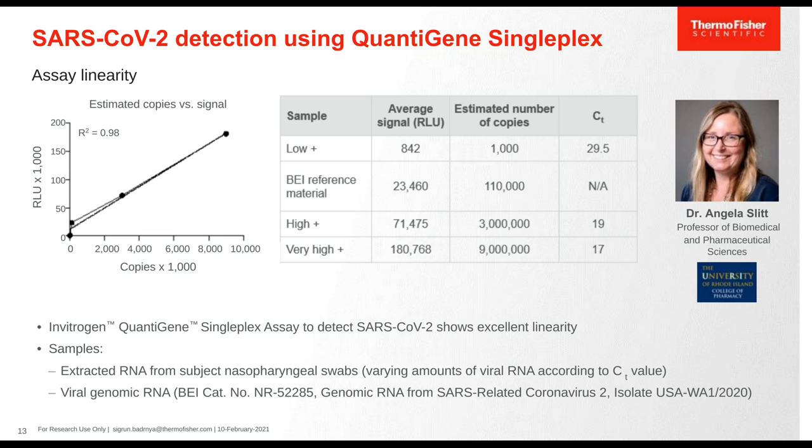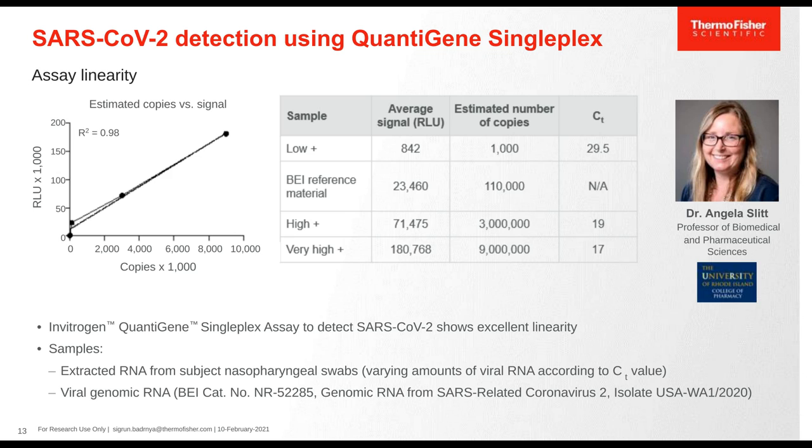In collaboration with Professor Angela Slitt from the University of Rhode Island, the performance of a QuantiGene Singleplex assay for detection of SARS-CoV-2 viral RNA was evaluated for research purposes. For this purpose, 3 different RNA samples extracted from nasopharyngeal swabs that were provided by the Rhode Island Department of Health with known CT values from qPCR testing, including a sample with low, high and very high positive qPCR signal together with the reference material were tested.